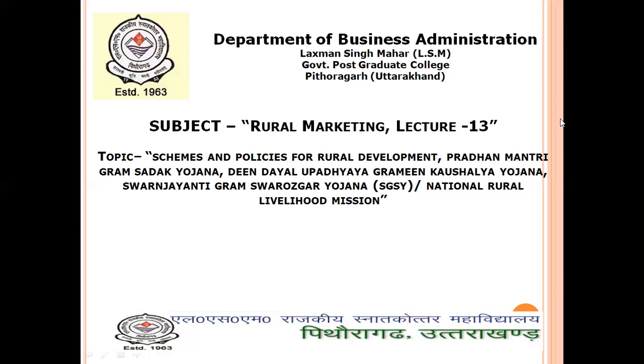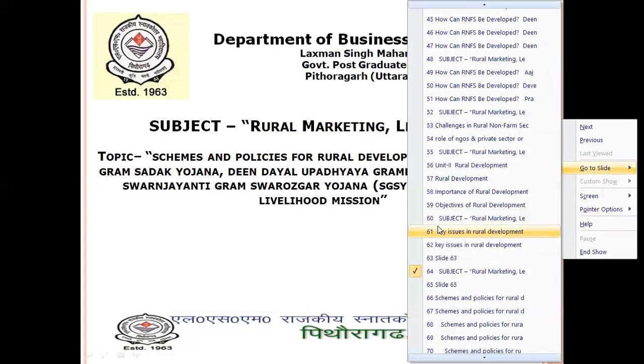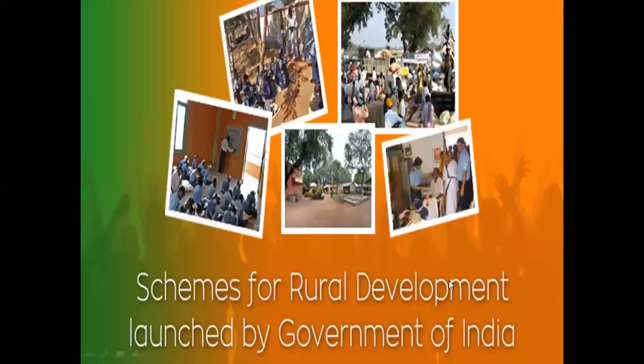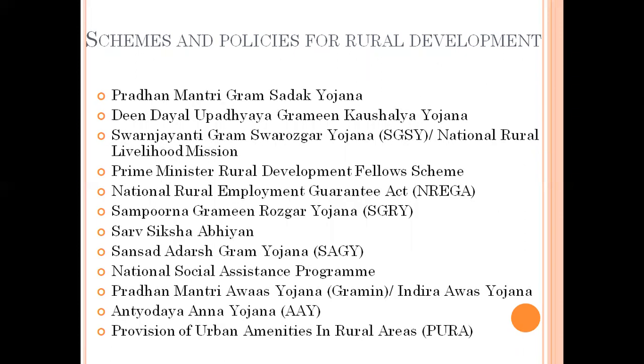So let's start. In previous lectures, we have learned about what is rural development, important objectives, and key issues related to rural development. Now, today we will see what are the schemes and policies of rural development. So, for uplifting the rural areas of our country, Ministry of Rural Development and Government of India, they coordinate with the Department of Rural Development and Department of Land Resource, and they came with few schemes. These schemes are formulated to benefit the citizens of the rural India who will eventually become the pillars of Indian economy in a long run.